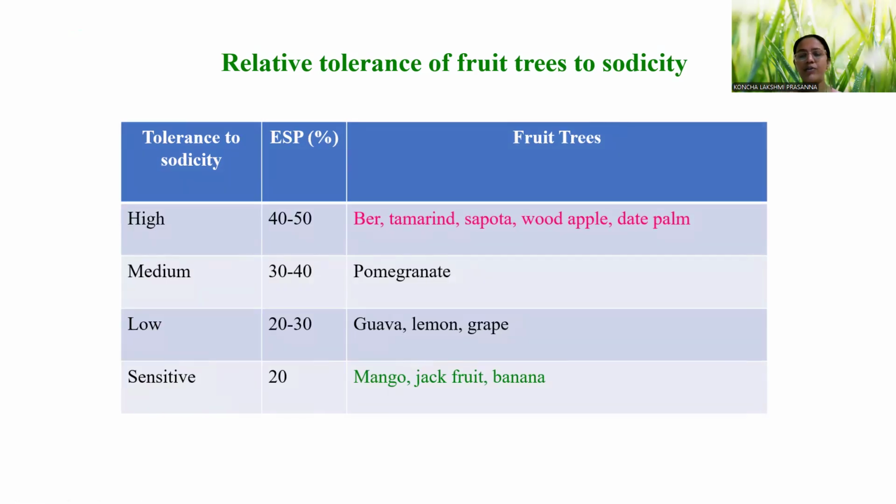Some of the fruits which are tolerant to this sodium content, like ber, tamarind, sapota, wood apple, and date palm, can be grown at higher sodicity. Pomegranate, at ESP of 30 to 40%, has medium sodicity tolerance. Guava, lemon, and grapes can be grown at low sodicity, having ESP of 20 to 30. Mango, jackfruit, and banana are very sensitive to sodicity, with a sodicity percentage of 20.